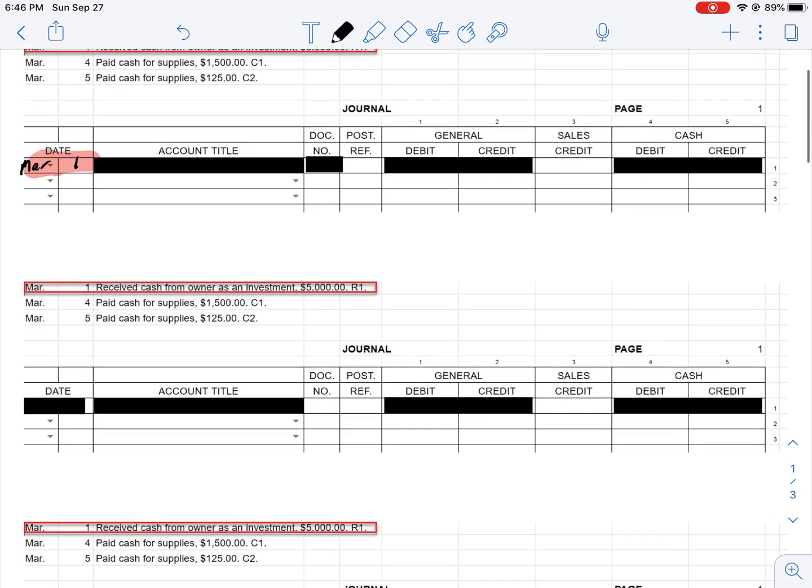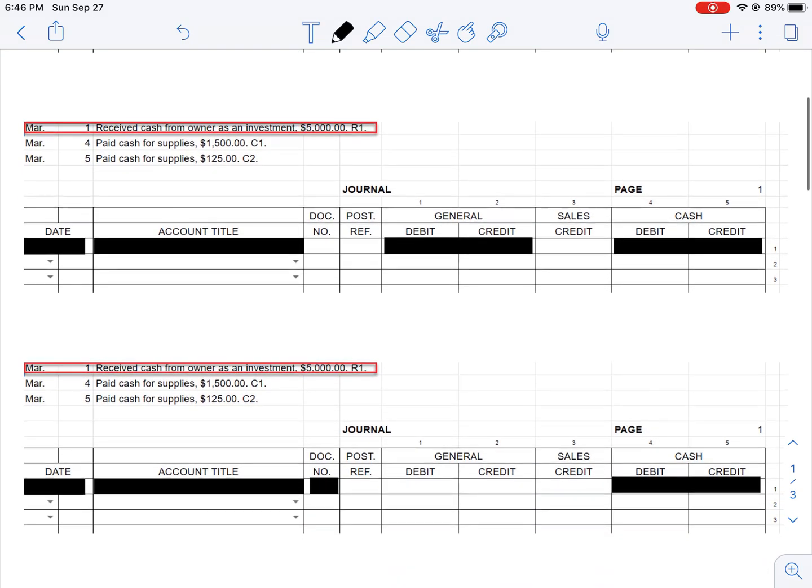If we move on to the next one here, received cash from owner as an investment, you can see they have the date there, the account title is correct, the general debit or credit is correct, as well as the cash debit. The error that they're having here is R1. They don't have their source doc, and again, that comes right from there.